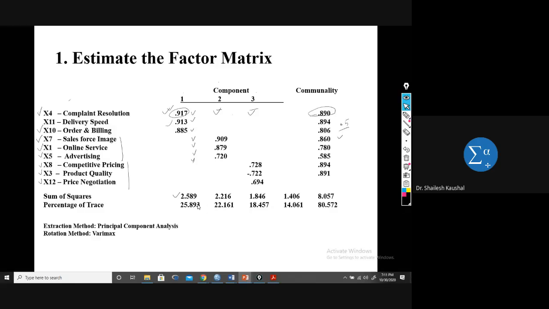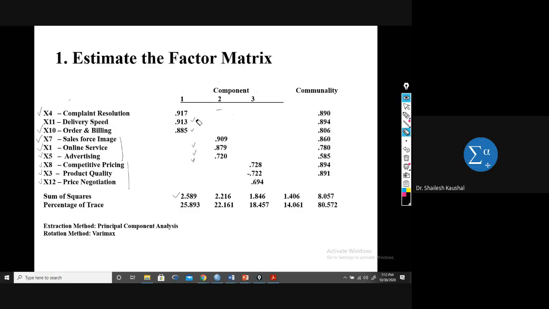So the percentage of trace is basically the variance. And the cumulative variance here is 80.57. Theoretically it should be greater than 0.6.